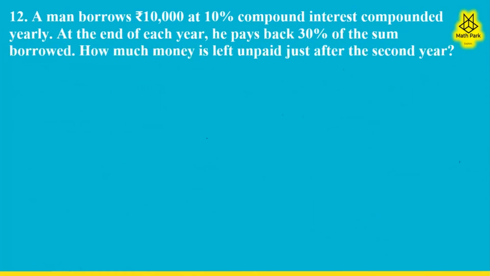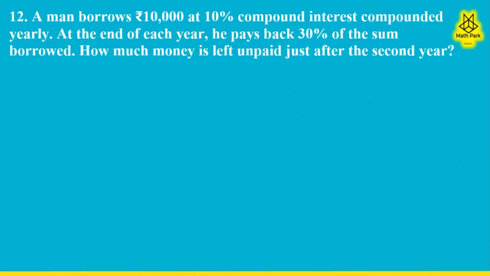Moving to question number 12. A man borrows rupees 10,000 at 10% compound interest compounded yearly. At the end of each year, he pays back 30% of the sum borrowed. How much money is left unpaid just after second year? So this type of question we have already done in exercise 2B. Let's solve this. It is easy.